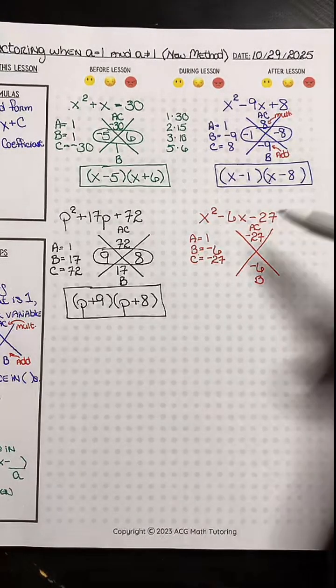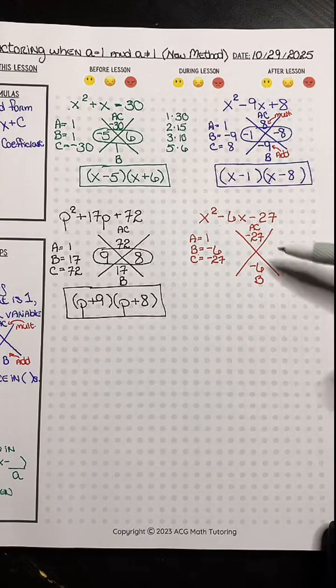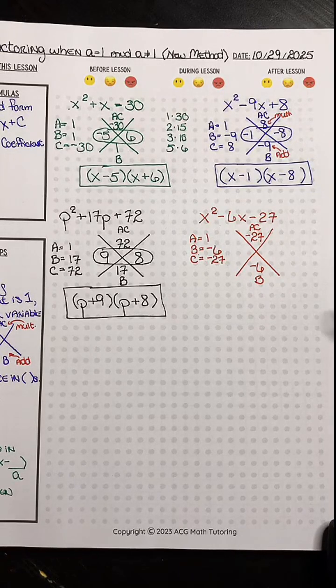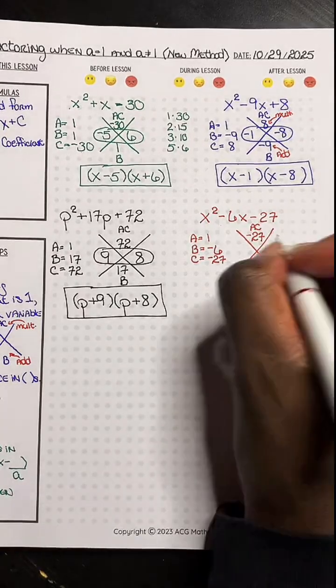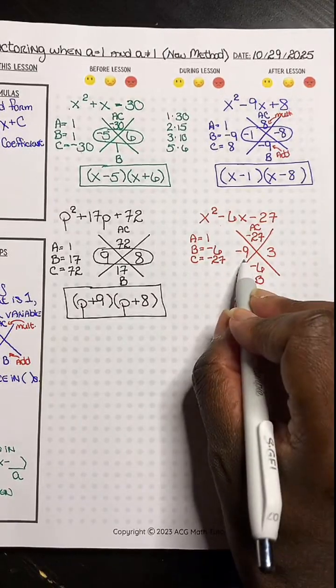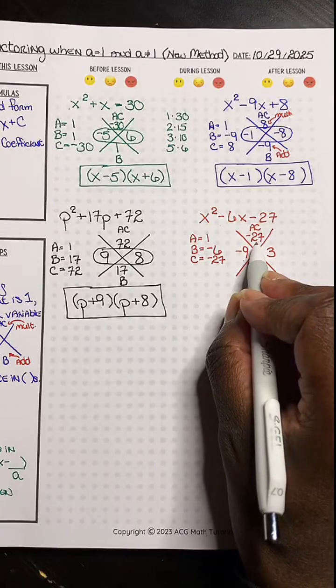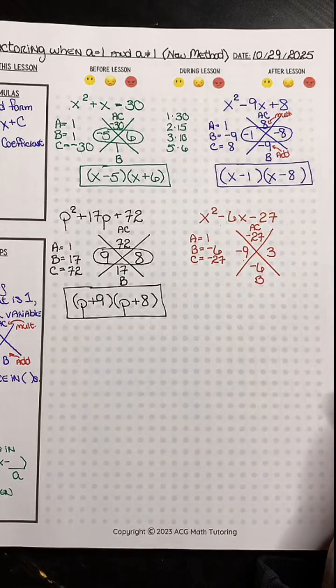All right. So we have to think. What two numbers multiplied together will give me a -27 and add together to give me a -6? A lot of you guys are saying -3 and 9. Okay, -9 and a +3, because -9 times 3 gives me a -27, and then -9 plus 3 will give me a -6.